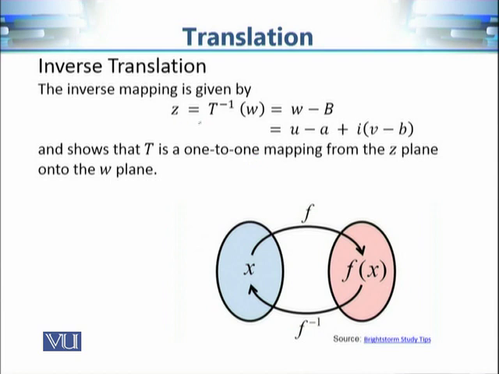Okay, so in particular, if we calculate T inverse of W, and if we take the components of W to be U plus iota V, then the form of the inverse translation becomes U minus A, this is the real part, plus iota V minus B, this is the imaginary part.